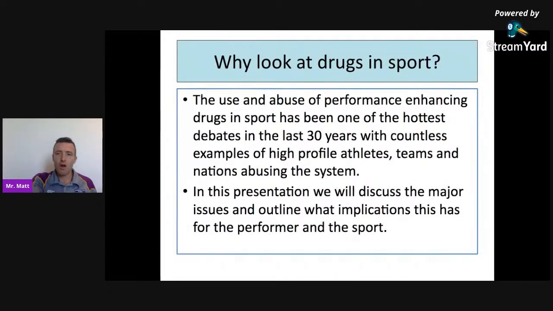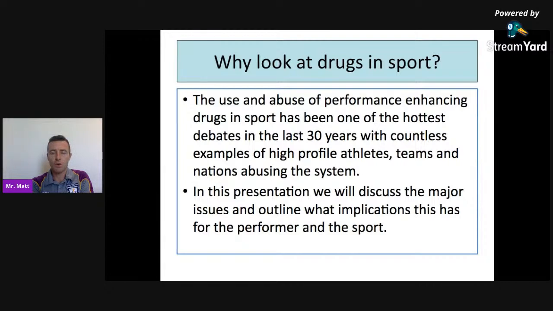So there's been lots and lots of examples. It's a very hot topic, drugs in sports, and it has been for the last 30, 40 years. There's been countless numbers of high-profile athletes and teams and even nations abusing the system. So it is a big problem. It is a hot topic, and especially with Russia recently being found guilty and banned from Olympic Games, it's definitely a topic which may come up in our exam questions when we come to sit those final exams.